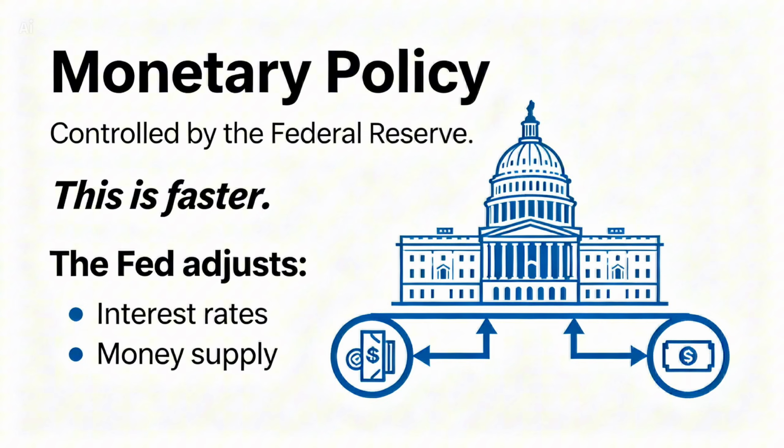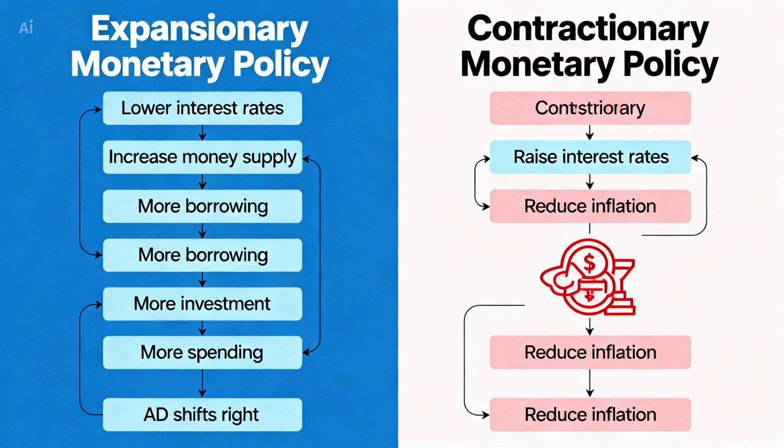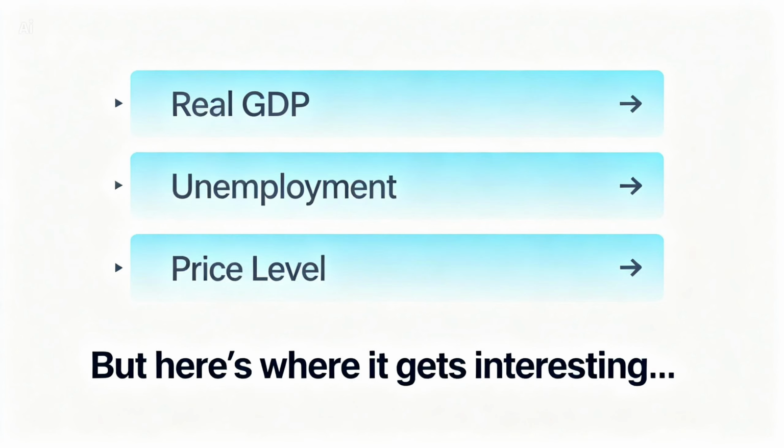Then, monetary policy. This is controlled by the Federal Reserve. This is faster. The Fed adjusts the interest rate and money supply. In the expansionary monetary policy, it lowers the interest rate, increases money supply, which means more borrowing, more investment, more spending, and the AD shifts right, aggregate demand. But in a contractionary monetary policy, it raises interest rates, reduces inflation. So, in the short run, both policies affect real GDP, unemployment, and price level.